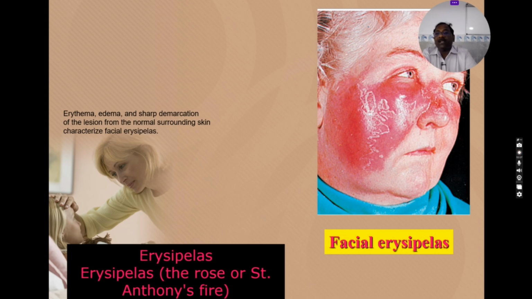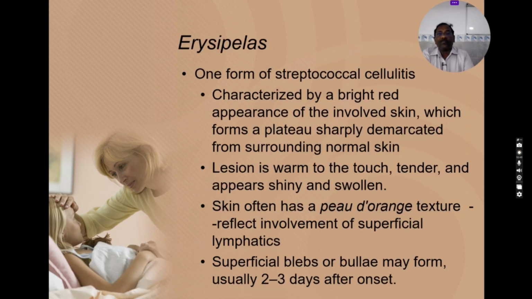Anthony's fire. Erythema, edema, and sharp demarcation of the lesion from the normal surrounding skin characterizes the facial erysipelas. You can appreciate the sharp demarcating line between the normal tissue and your erysipelas area. This is one form of streptococcal cellulitis, a bright red appearance of the involved skin, which forms a plateau sharply demarcated from the surrounding skin. Lesion is warm to the touch, tender, shiny and swollen. Skin often has a peau d'orange texture. They reflect the involvement of the superficial lymphatics.